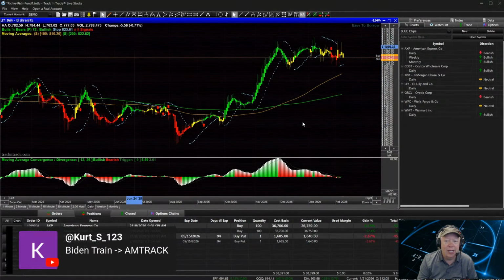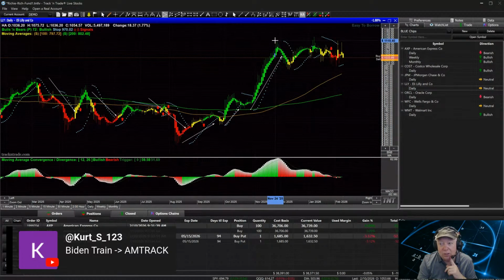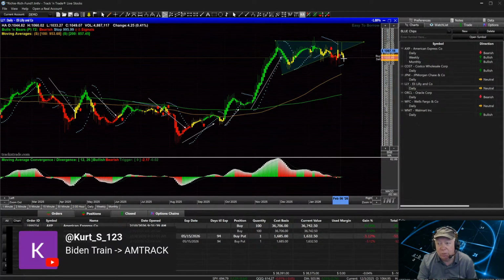So here's Eli Lilly. Again, coming down off the top, down underneath the 3 drive pattern. So we got a nice little drive 1, drive 2, drive 3. Now it turned around, drive 1, drive 2, drive 3. Now we're getting this little topping pattern right in here. This little wedge pattern, right? And it's starting to try to break out of that wedge pattern to the downside, isn't it? So it looks to me like it wants to come back down into this level here.